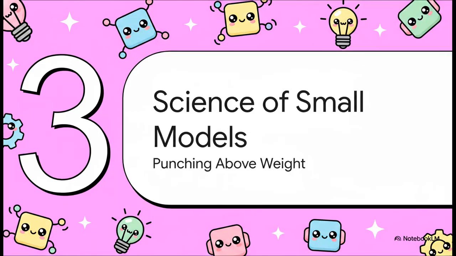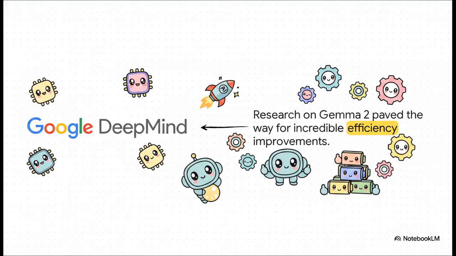So how are they doing this? Let's dive into the science of small models and see how they punch so far above their weight. It's not magic, it's just incredibly clever engineering. Google DeepMind essentially took the foundational research from Gemma 2 and pushed it even further to get this massive performance out of really practical, smaller-sized models.